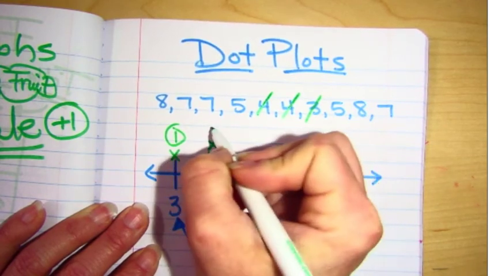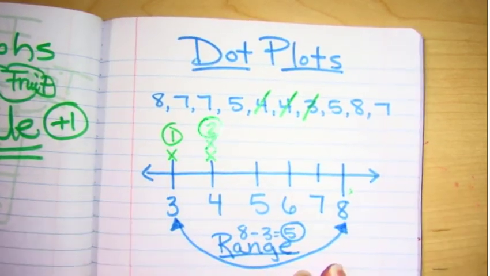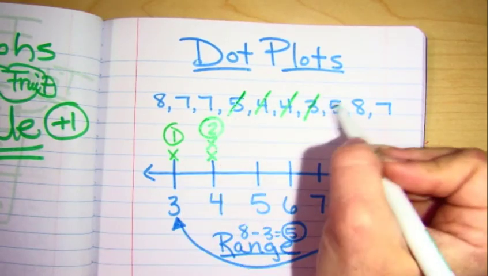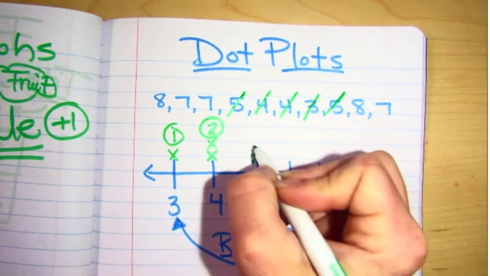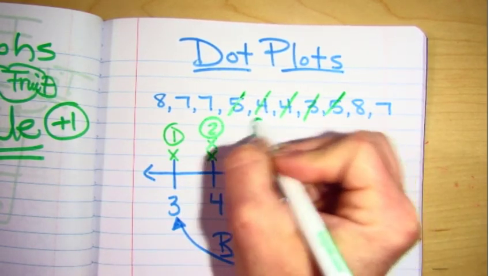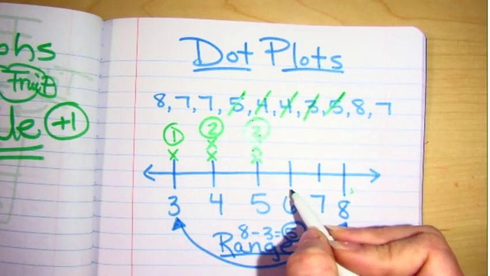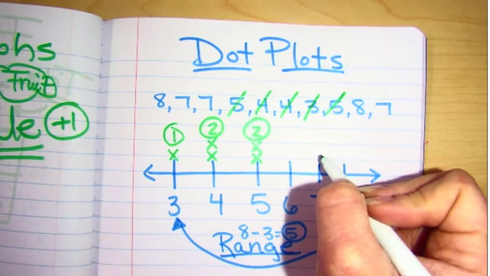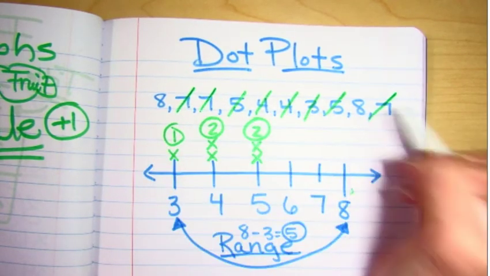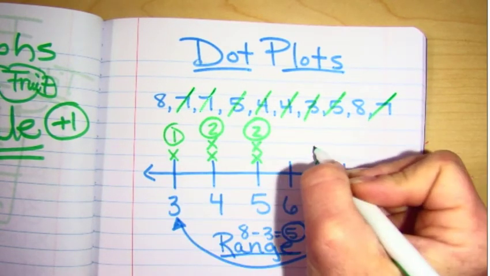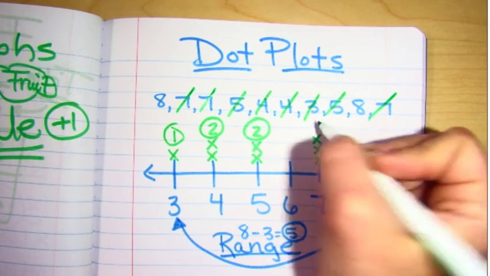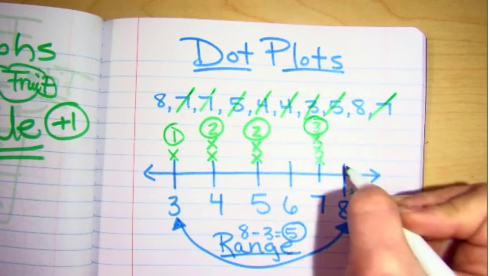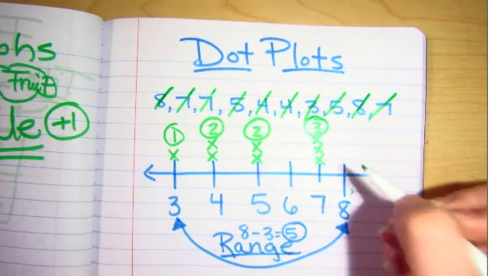So now, how many 4s do I have? 2. I'm going to make 2 X's, write 2, and I'm done. How many 5s do I have? 1, 2, write a 2, and I'm done. How many 6s do I have? 0. So I skip 6. How many 7s? 3. 1, 2, 3. And then I'm left with 2 8s.